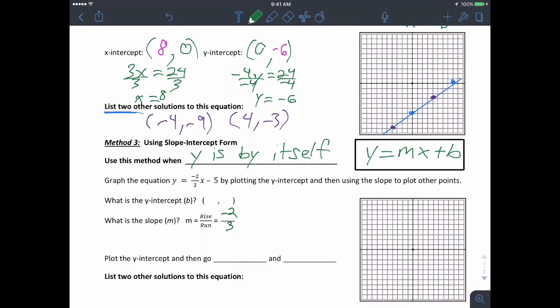And remember, the slope is in front of the x, so the slope is -2 over 3. The y-intercept is after x, so that -5 is the y-intercept, but it's an ordered pair, and we know that every y-intercept has a 0 for the x value. So we have (0, -5).